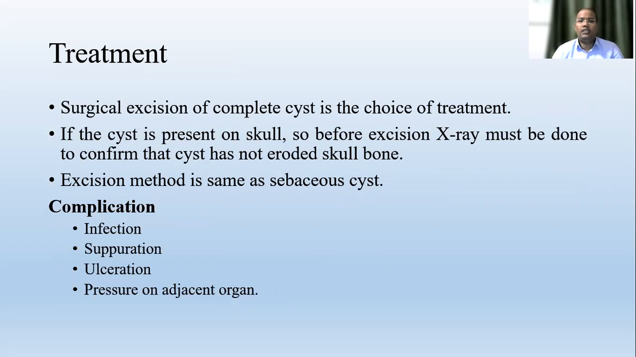Treatment: surgical excision is the treatment of choice. If the cyst is present on the skull, then go for an X-ray to know any intracranial relation. Sometimes the cyst may have intracranial extension, or sometimes the cyst may erode the skull wall. So before doing surgery, make sure that the bone is intact and the cyst has not damaged the skull bone. And the excision method is the same as the sebaceous cyst.